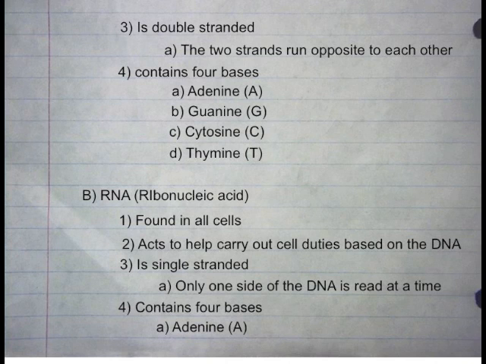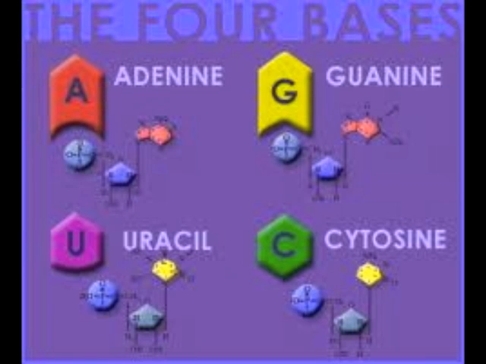It contains 4 bases: adenine, which we represent again with an A, guanine, which we represent with a G, cytosine, which we represent with a C, and uracil, which represents a U. These are pictorial representations of the 4 base pairs of RNA. Notice there's no thymine, instead a uracil is there.